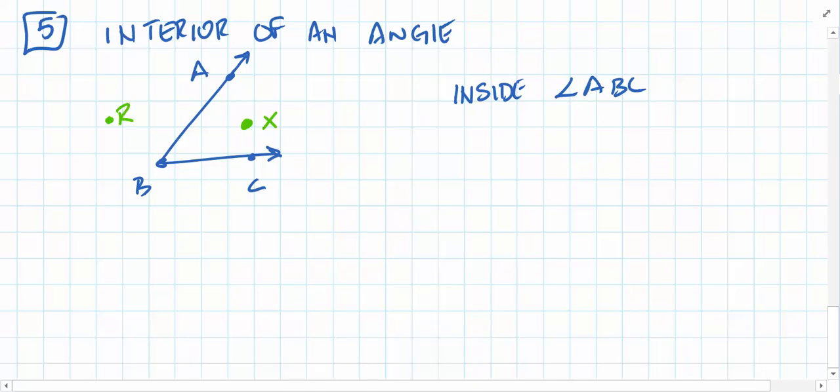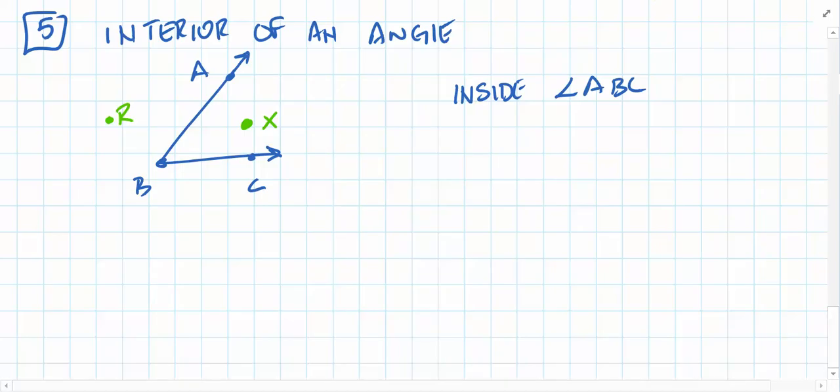Okay. What about point A? Is that interior or exterior? Or neither? It's neither. It's on the side. Very good. Point A is a point that's on the side of angle ABC. It is not on the inside. Not a trick question.